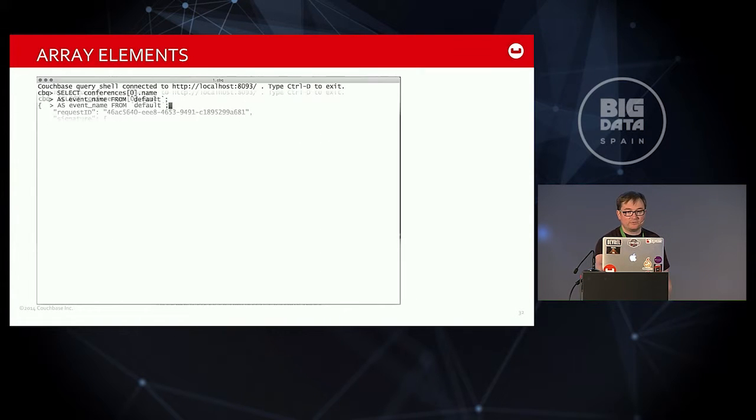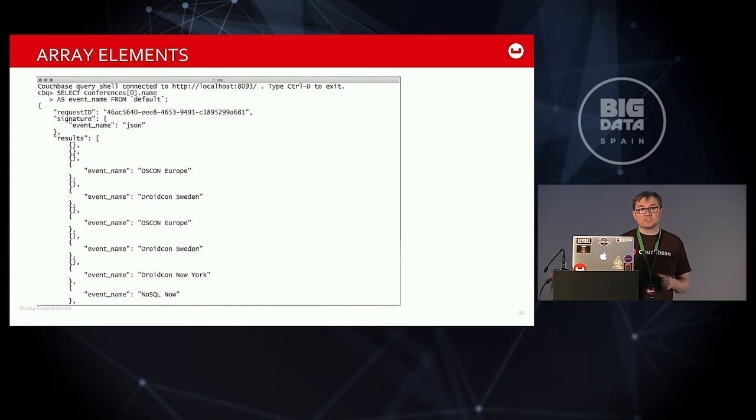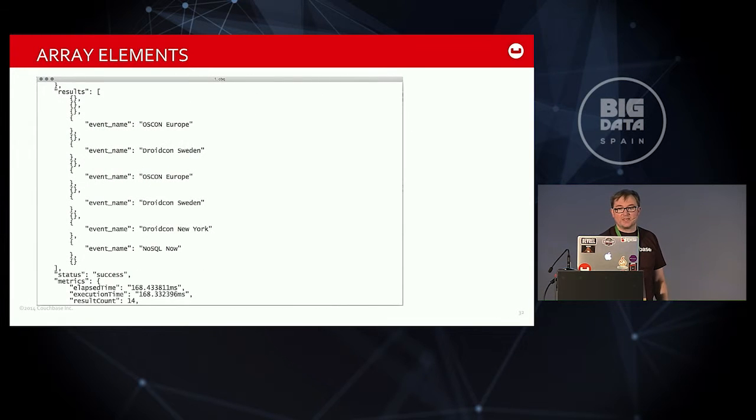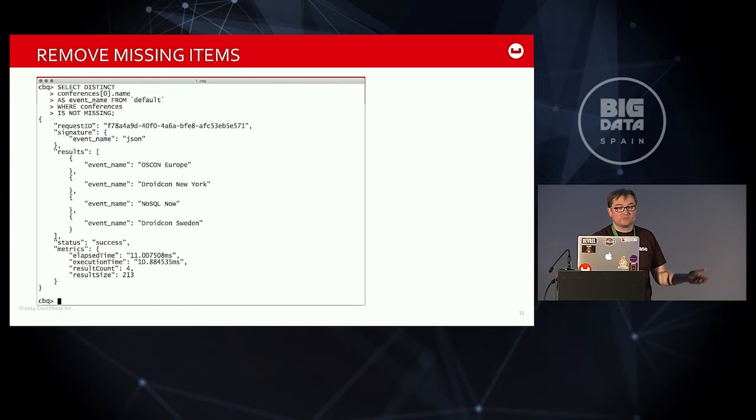So there we have all of the events that the people in this team, my team that I work on, are going to. You'll see there's some duplication. You'll see that there's some missing blank results as well, because it's schema-less and not enforced. There will be missing data sometimes, and that's fine. So we can handle that by saying, well, give me everything where conferences isn't missing, and then our data results are a little bit more clean.